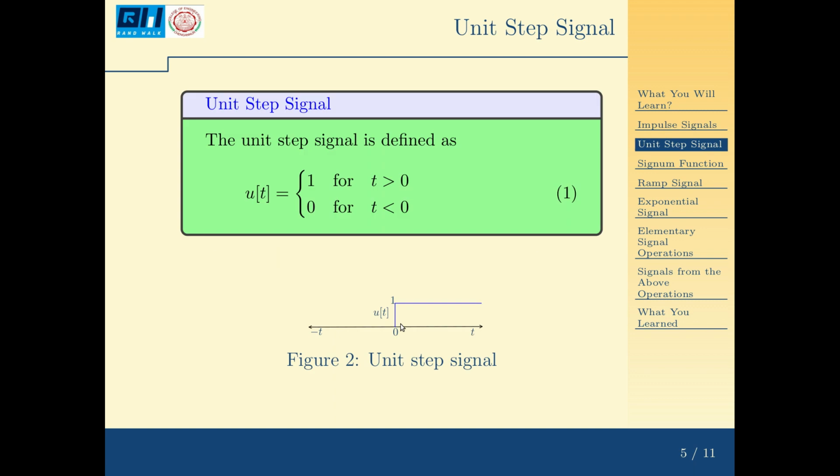Another important singular function is the unit step signal, that is defined as u(t) is 1 for t greater than 0 and equal to 0 for t less than 0. From minus infinity to 0, the value is 0, and for 0 to infinity, the value is 1. And at t equal to 0, the function is not defined.